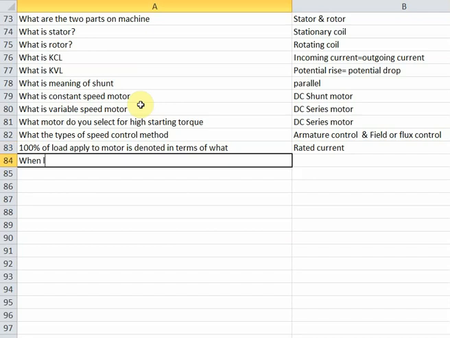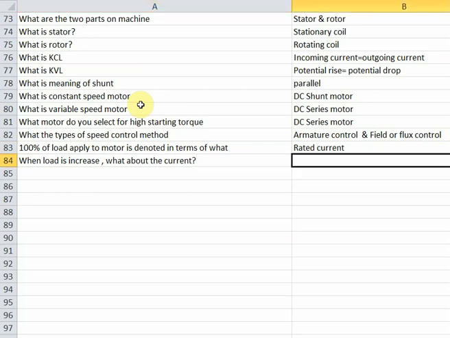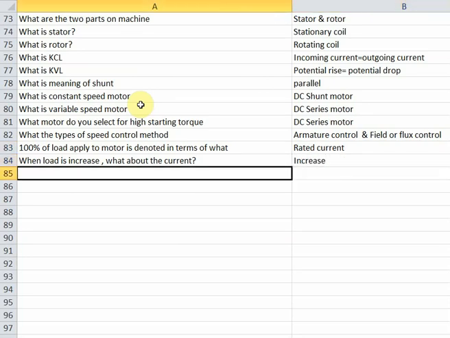When load is increased, what about the current? Current is also increased. Current also increases. Okay.